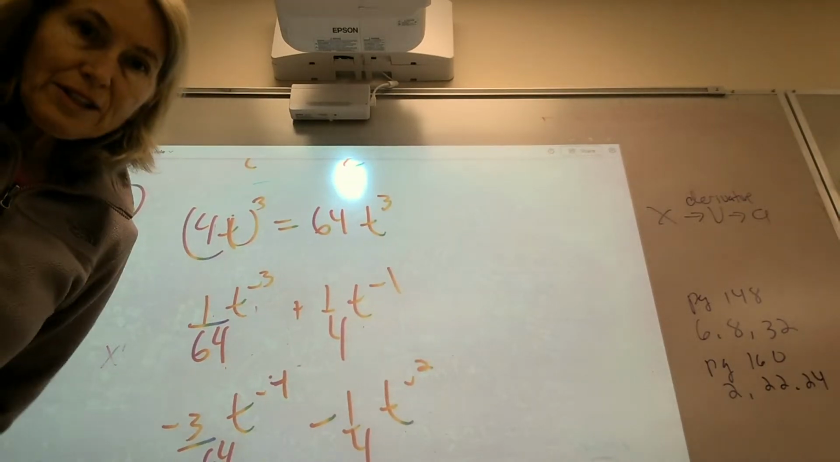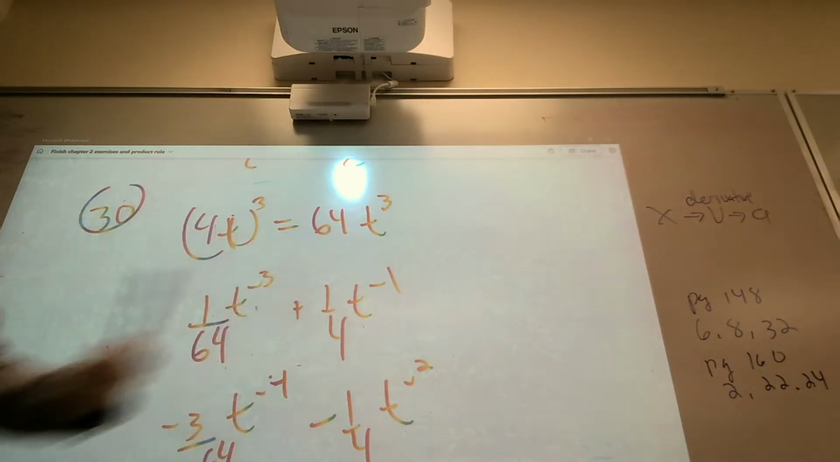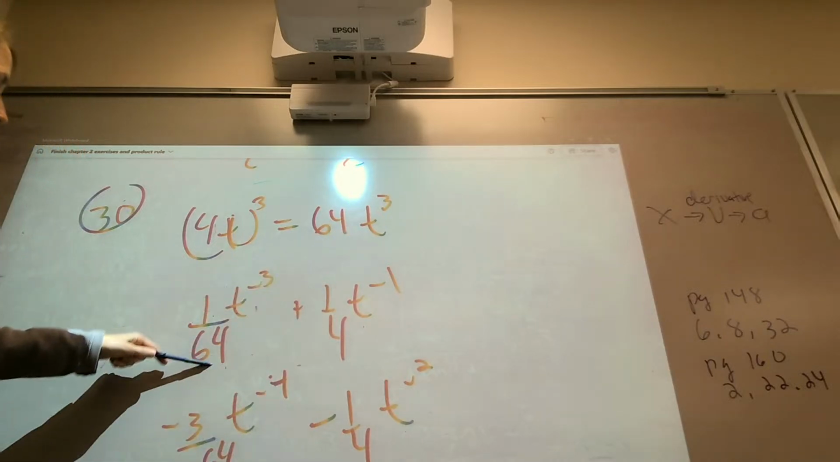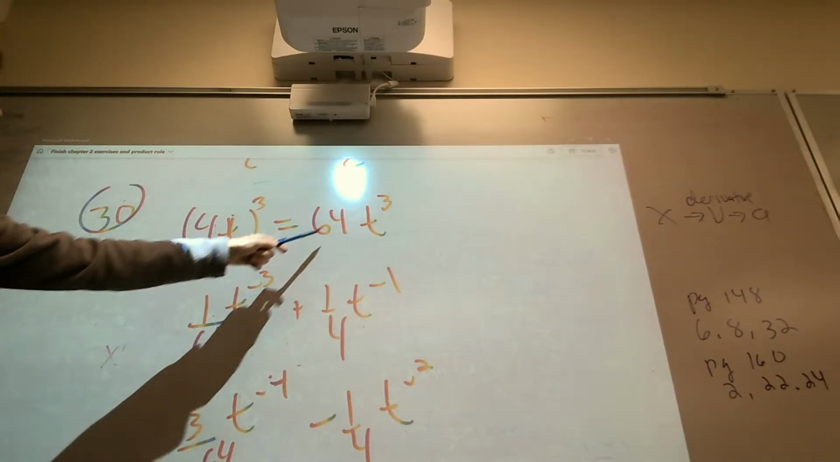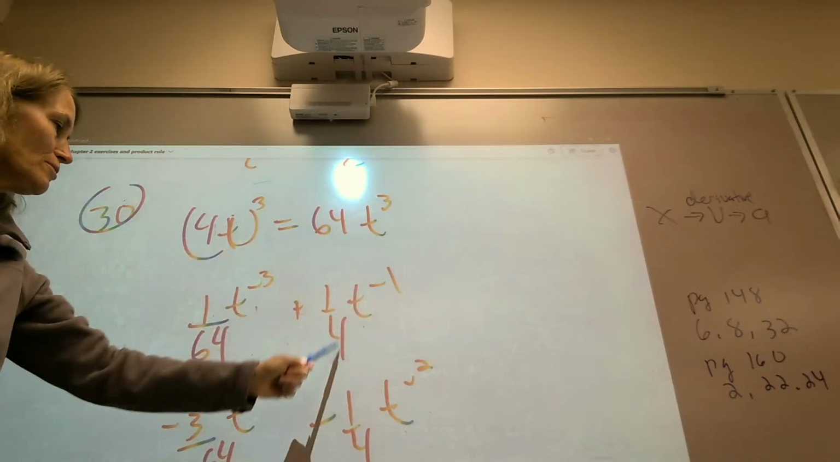Okay, so let's go through it. 4t cubed is the same thing as 64. 4t, the quantity cubed, is the same thing as 64t cubed. So that's what's in your denominator. Now you have 1 plus 16 squared divided by this. When you divide out each term, we end up with t to the minus 3 over 64 plus t to the minus 1 over 4.